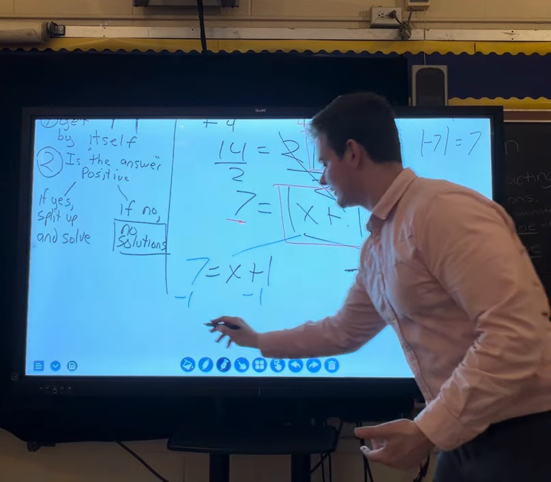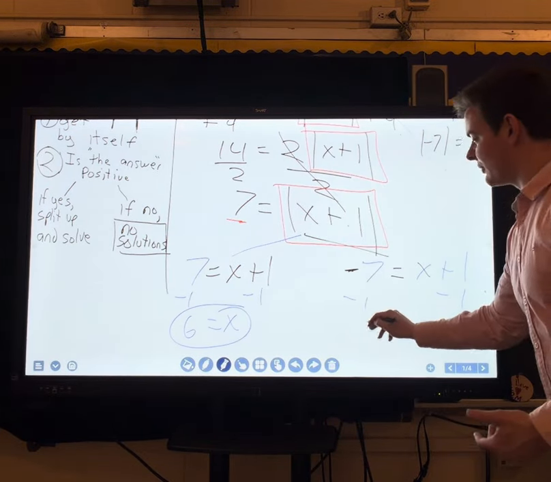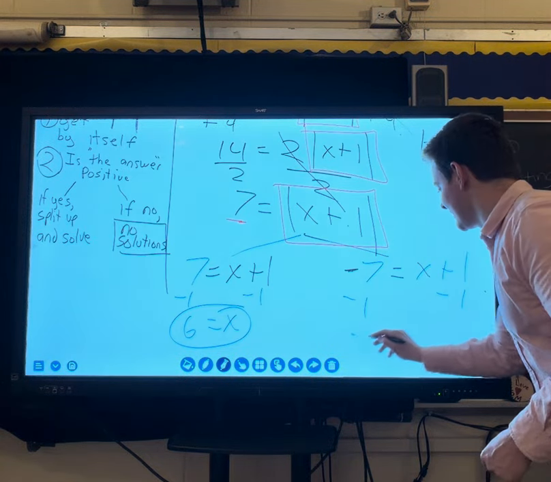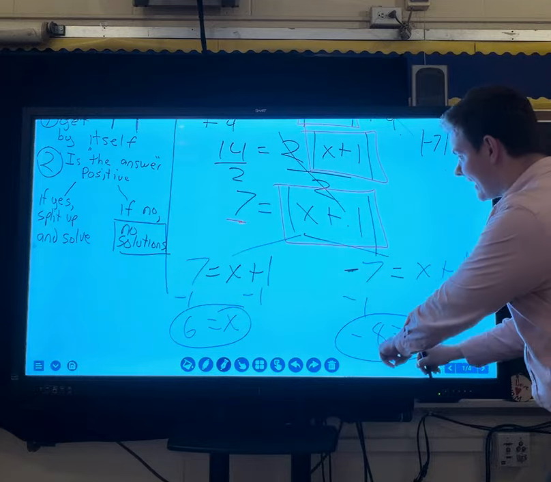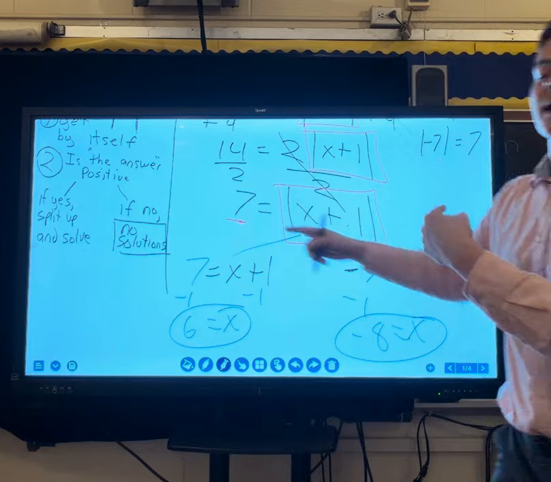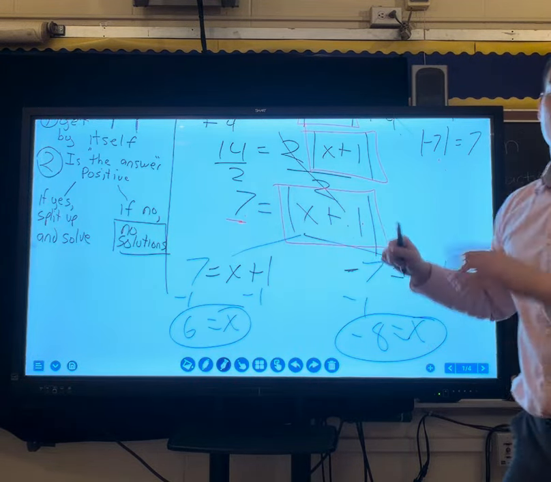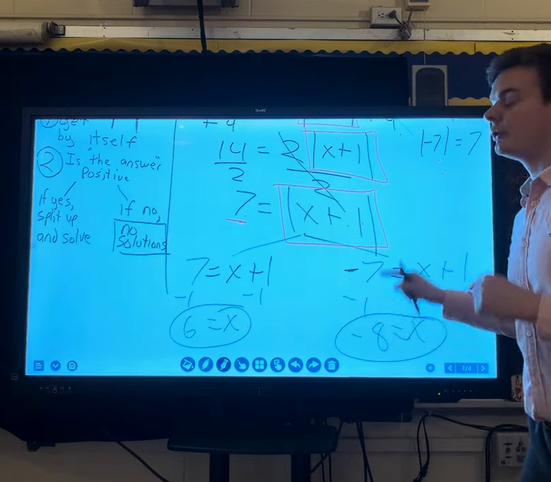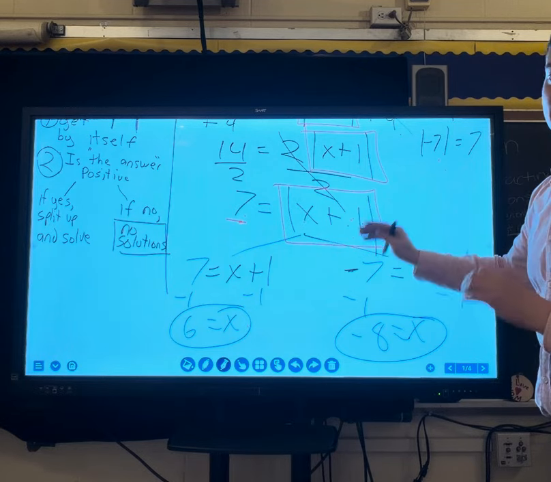Subtract 1 from both sides: 6 equals x. For the other, subtract 1 again, but notice there's a -7 now. -7 minus 1, that's -8 equals x. And that's because -8 plus 1 is -7, which then the absolute value makes +7. And 6 plus 1 makes 7, and the absolute value of 7 is 7. So that's why there are 2 answers here, because it could be both positive 7 or -7 in there.